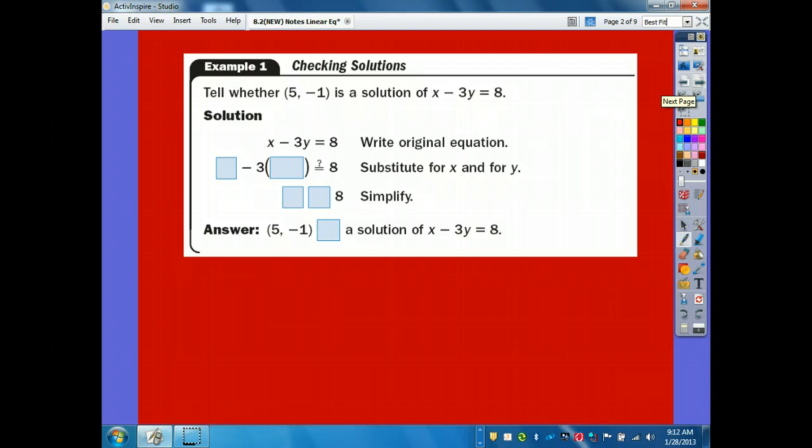Okay, example number 1. Now this is checking solutions. These you need to show your work on your worksheet, or today it's a book assignment. So for example, if this was number 1, and they give us this equation, x minus 3y equals 8. They want to know, is this ordered pair a solution to this equation? This is the same equation, they just rewrote it down here. Does that ordered pair work?